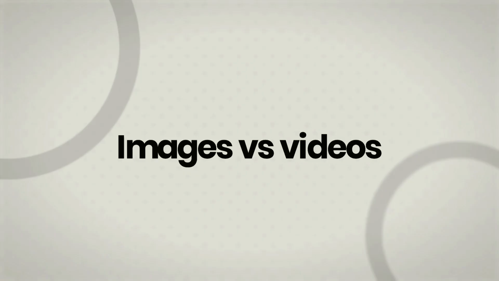Now here's what to test. Images versus videos. Try static images, short videos, or animation to see what grabs attention. Different headlines. Experiment with different headlines, focus on the benefits, questions, or call to action. Ad copy variations. Test short versus long ad copy, or emotional versus logical appeals.